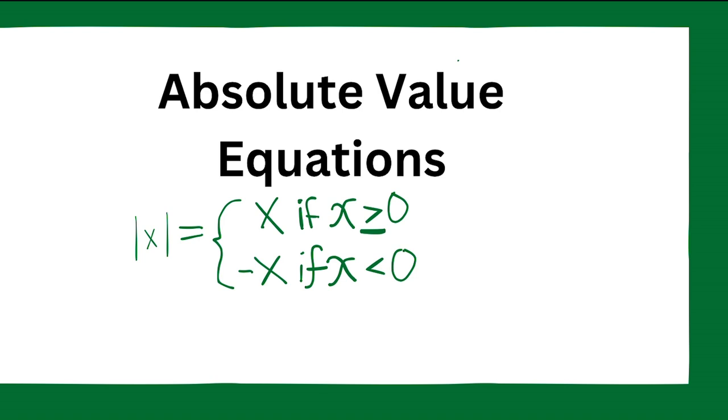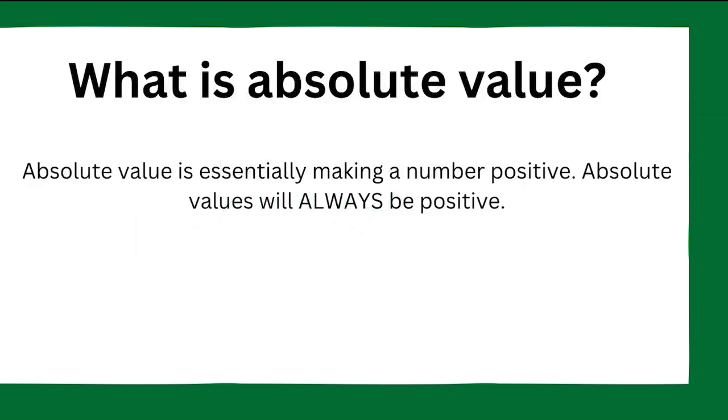When solving absolute value equations, we will often end up with two solutions because both a positive and a negative number can have the same distance from 0. So let's go step by step and look at some examples. But before I do that, I will define absolute value. Absolute value is essentially making a number positive. Absolute values will always be positive, so that means that ending number will always be a positive number. The ending number will never be a negative number. And we will see these when we do a few of our examples.